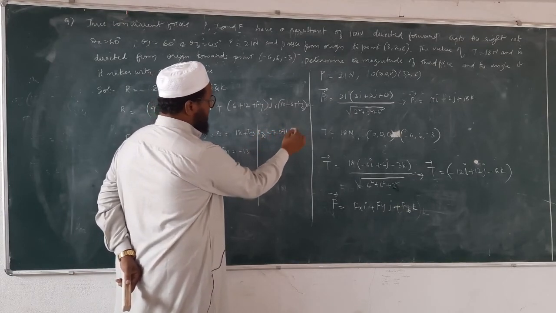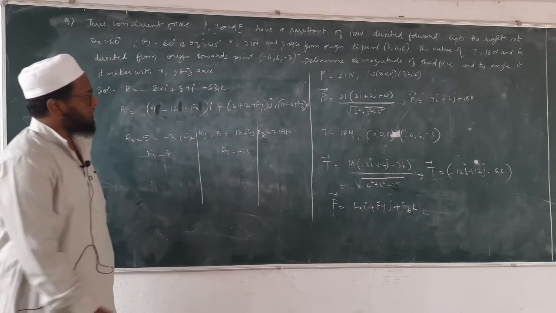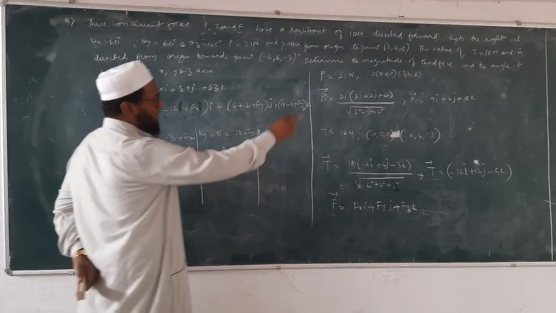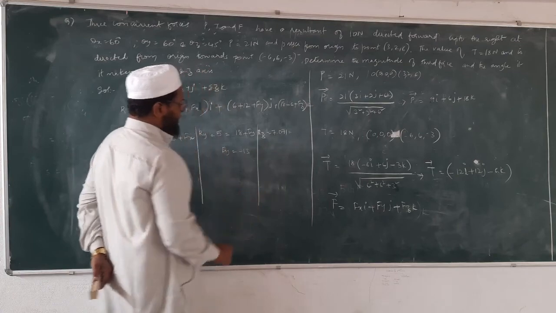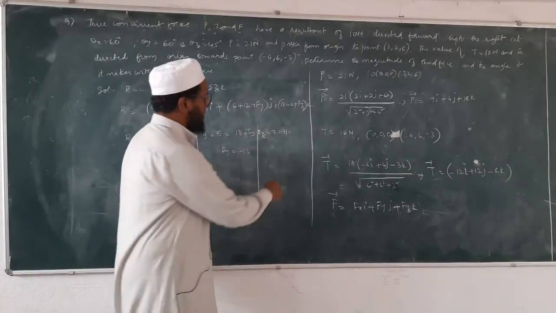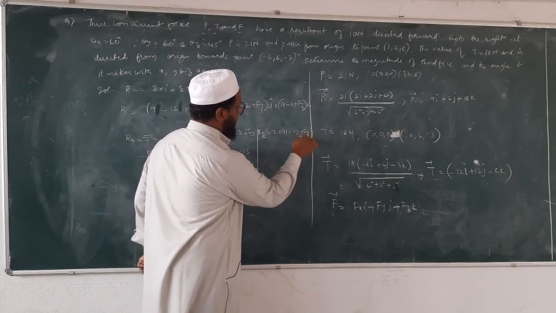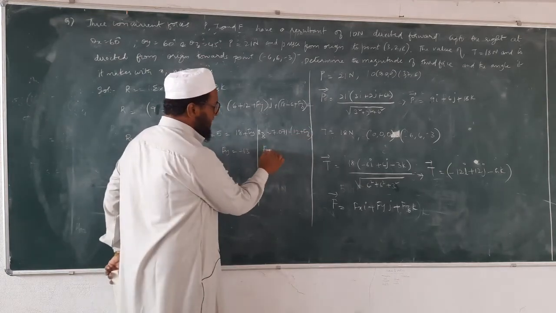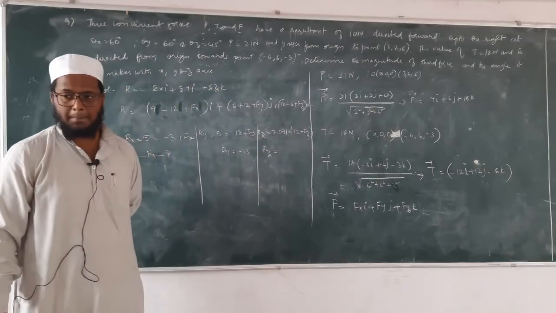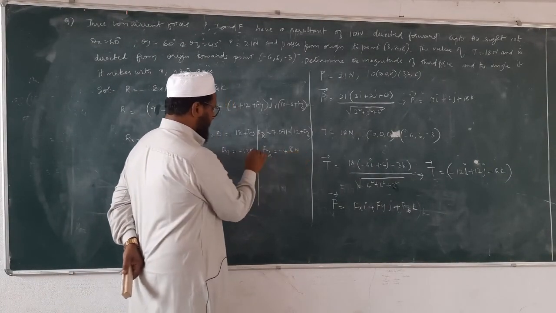What about Rz? 7.071 is equal to 18 minus 6, that is 12. Okay, directly 12. Now tell me, what is the value of Fz? 7.07 minus 12 newtons.